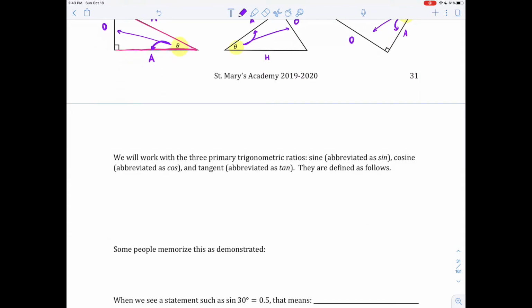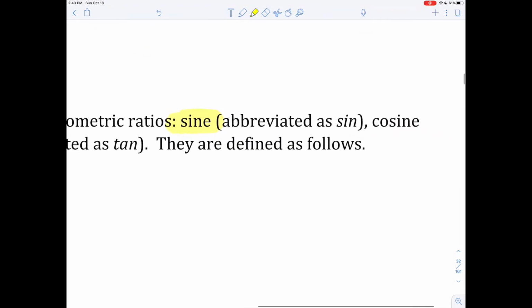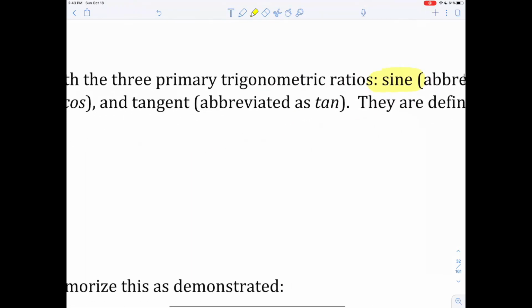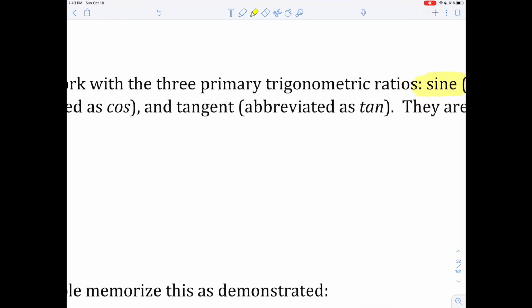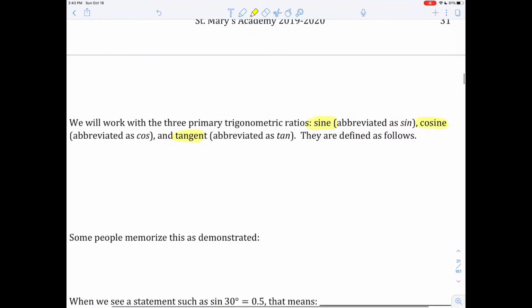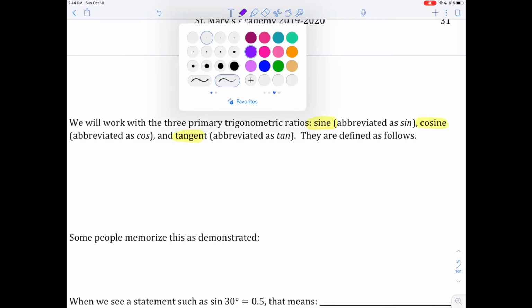Because we are going to use those sides to find out some information about triangles. So we're using three primary trigonometric ratios. One is called the sine ratio. That's abbreviated. You might see it on your calculator. Like, why does my calculator say sin? Because I would do anything but. There's also the cosine ratio, which is shortened to cos. And then the tangent ratio, which is shortened to tan. And they're defined in a very particular way.